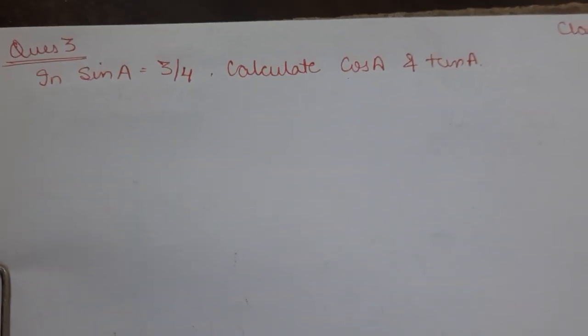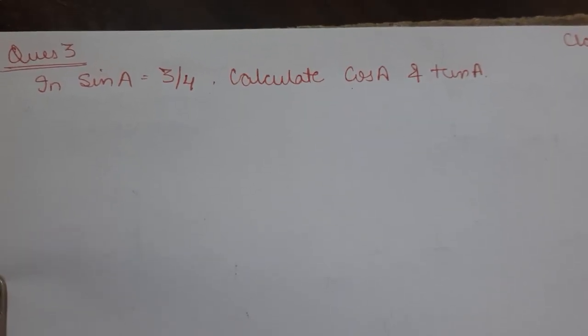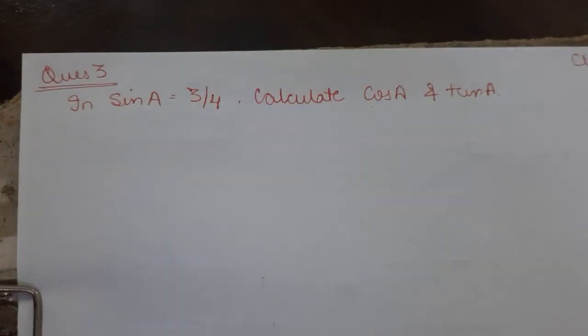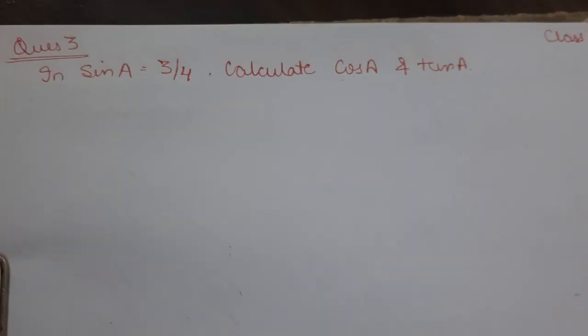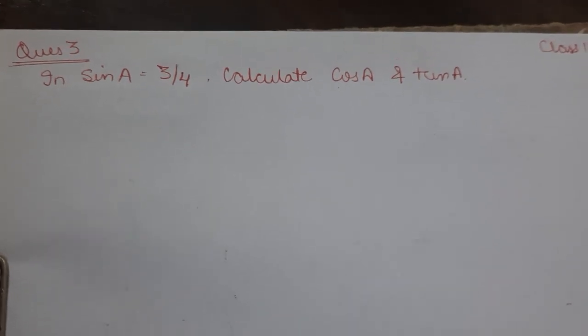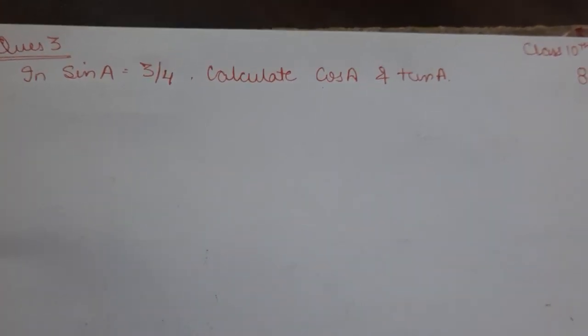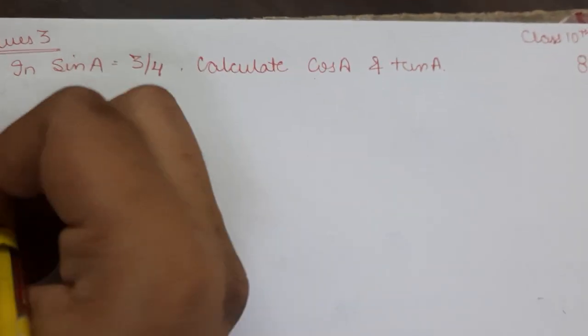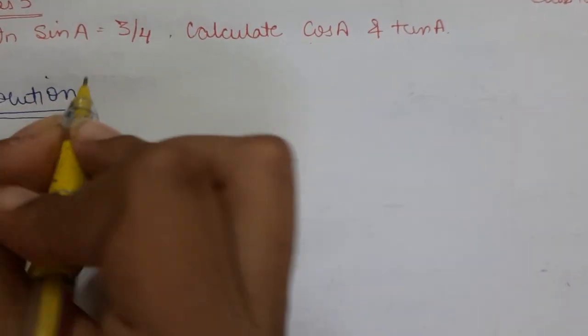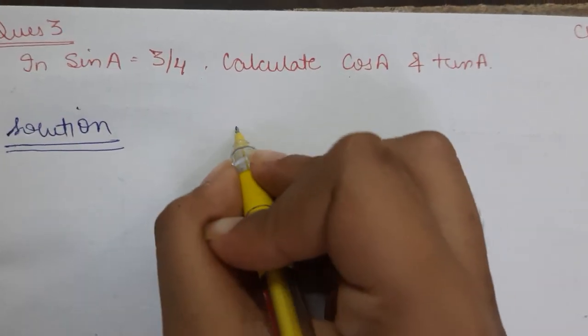So let's continue in the video with question number 3 from exercise 8.1. In this question it says that sine A is given as 3 by 4, and we need to calculate the value of cos A and tan A. It's a very simple and basic question. You just need to get the basics of it.